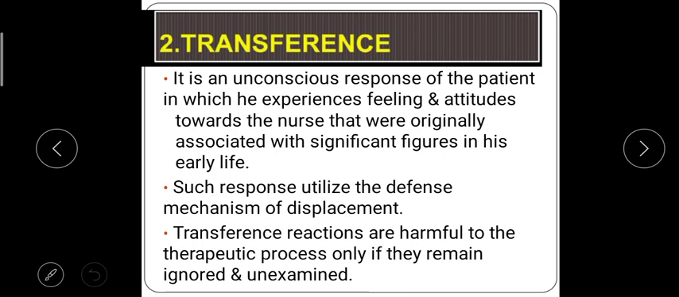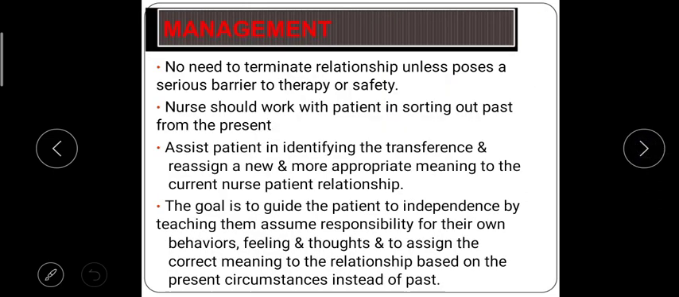Next is transference. It is an unconscious response of the patient in which he experiences feelings and attitudes towards the nurse that were originally associated with significant figures in his early life. What happens in this stage? The patient will show some unconscious response towards the nurse that is related to earlier life. This reaction can be harmful only if it remains ignored and unexamined.